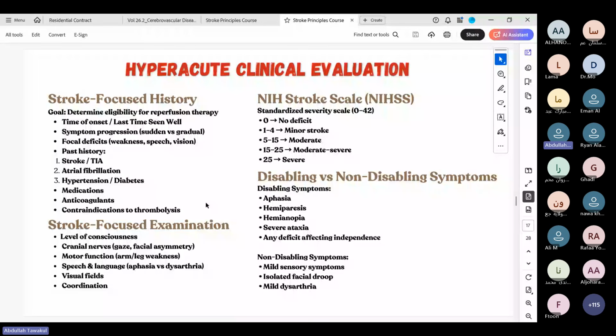So now let's get into the real business. How do we use everything we said? How do we use our basic knowledge of neuroanatomy and vascular anatomy, and how do we translate this into clinical practice? This is the main point of this talk.